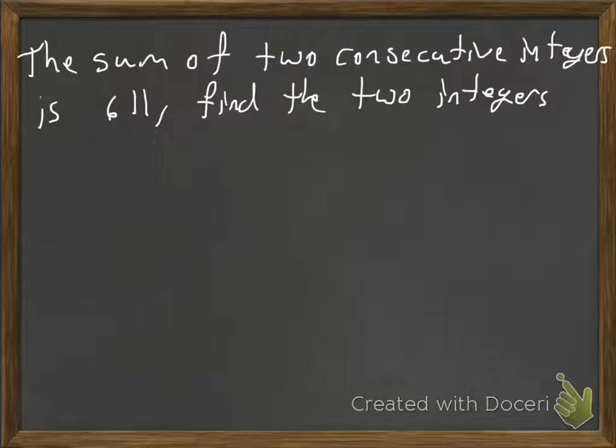Alright, another application that we can do now that we are pretty good at solving equations is doing these consecutive integer problems. So in this particular problem they say the sum, so sum means plus, of two consecutive integers is 611. Find the two integers.